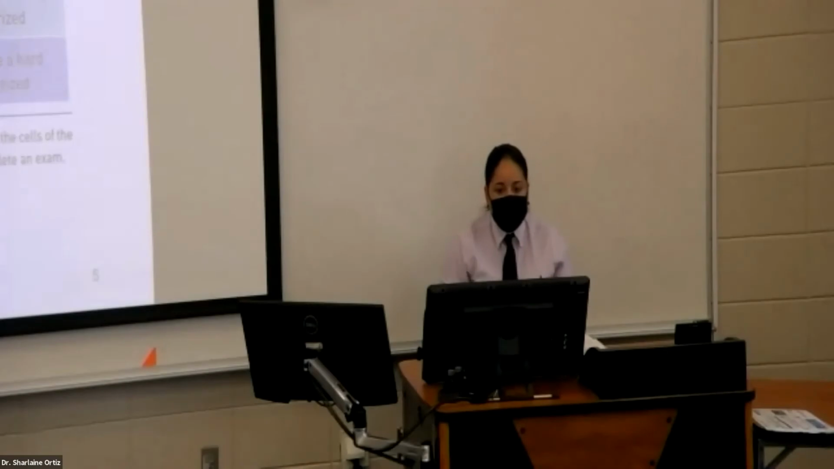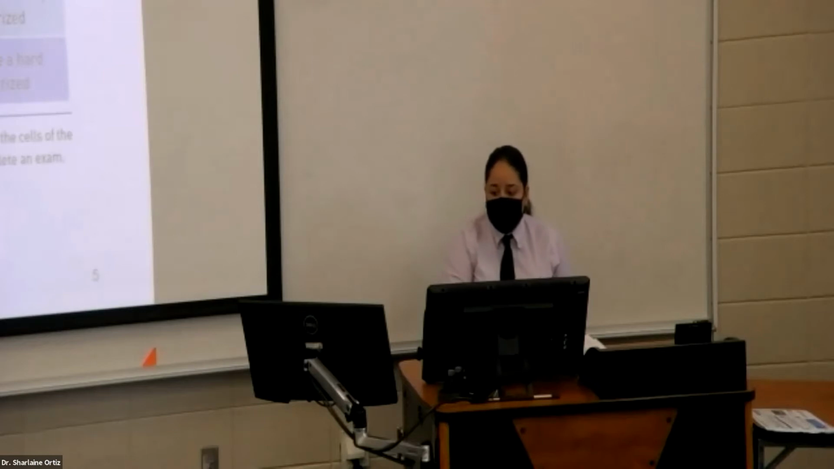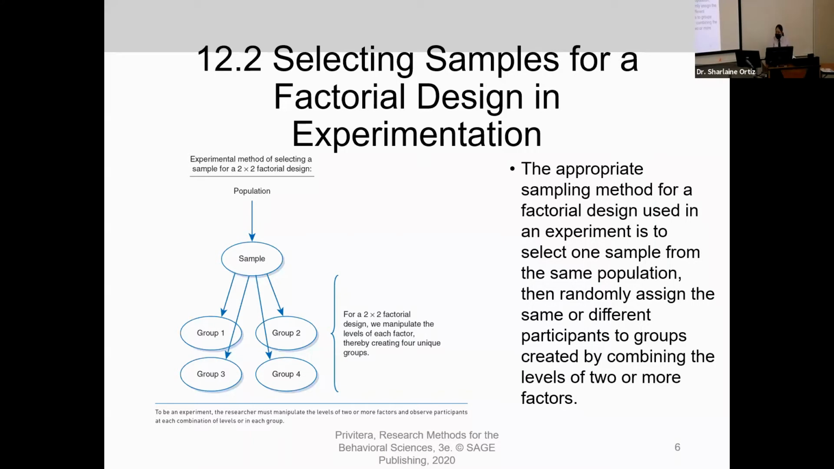Now, in regards to an experimental design, let's look into aspects as to how exactly are we going to select these samples? How exactly are we going to gather these samples? Notice that the appropriate sampling method for this specific design, for the factorial design, is particularly geared towards an experiment, right? So we would draw a sample from a specific population.